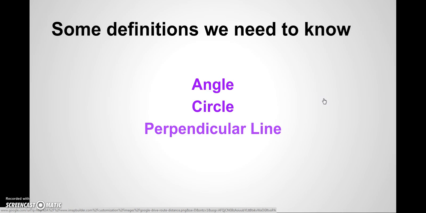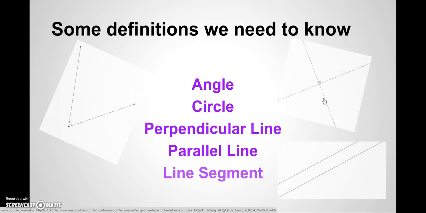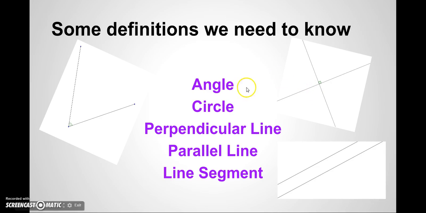However, there are some definitions that we do need to know that use these undefined terms to define them, and these include angle, circle, perpendicular line, parallel line, and line segment. And I've got some pictures here to give some examples of a few of those.